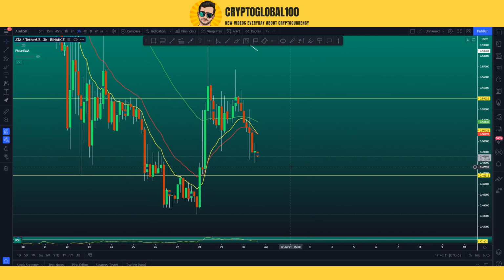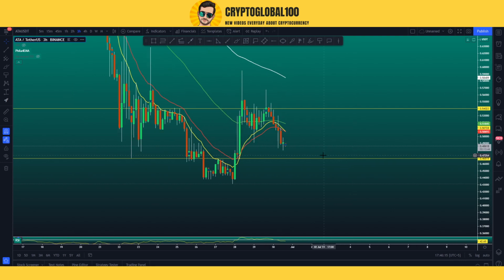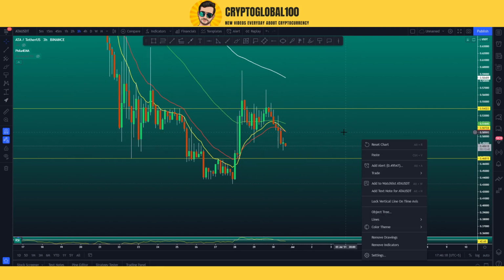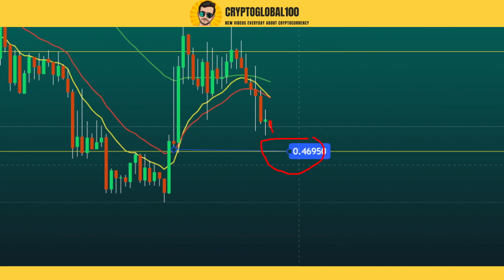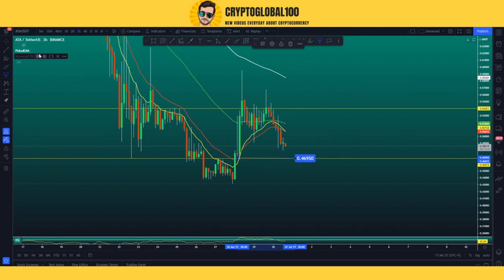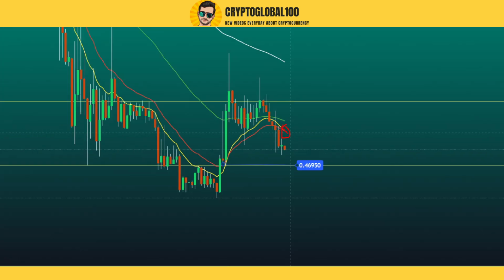You can place your entries around this area. I have already drawn the areas. If you are a day scalper, look at the shorter time frame. So I would place the order around here somewhere, 0.46. You can see the price is going down. We have a red candle in formation, and the price is about to turn red at these trend lines.